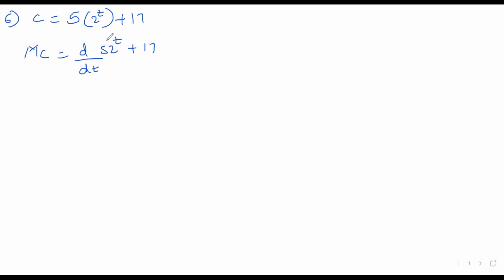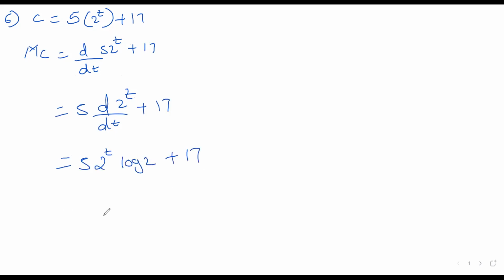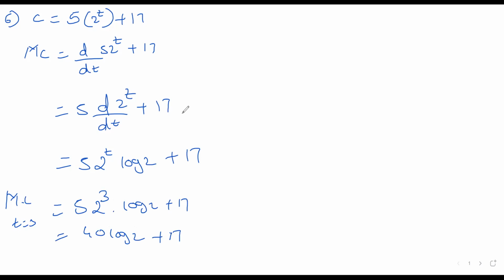आता आपण इकडे T का घेतला? कारण त्यांनी T products म्हटलंय. म्हणजे मग T is an independent event. So it is 5 d/dt of 2T plus 17. 5 2T काय? 2T log 2 plus 17. Now what do they want? T equals 3. So marginal cost at T equals 3 is 5 into 2 raised to 3 into log 2 plus 17. 5 into 8, 40 log 2 plus 17. This is your answer.